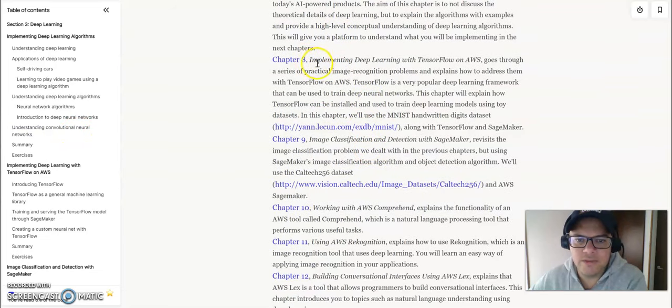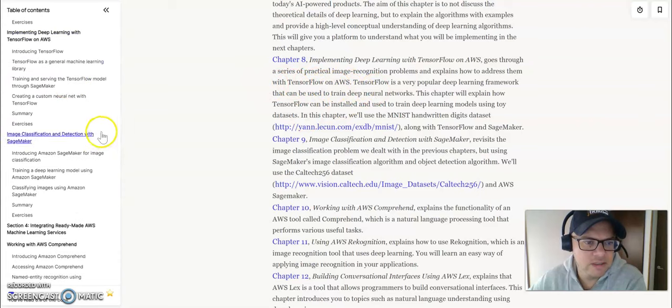Then it's going to be about the implementation of these deep learning algorithms using TensorFlow, which goes through a series of practical image recognition problems and explains how to address them using TensorFlow on AWS. So it's basically how to use TensorFlow, the general machine learning library, and TensorFlow models through SageMaker, which is the machine learning service of AWS.